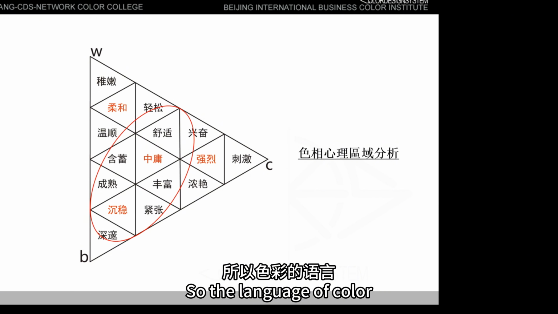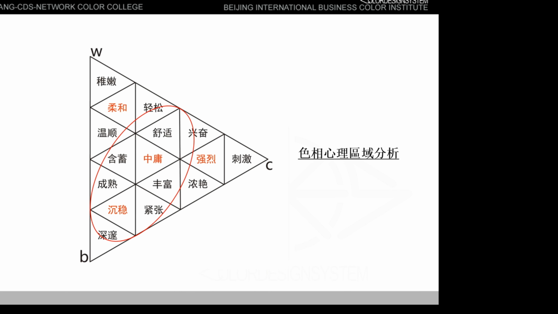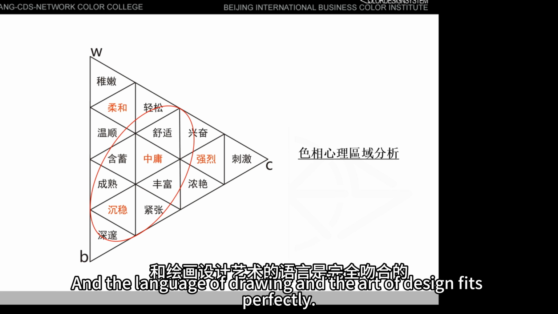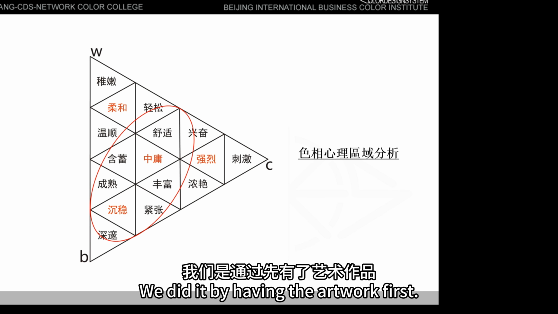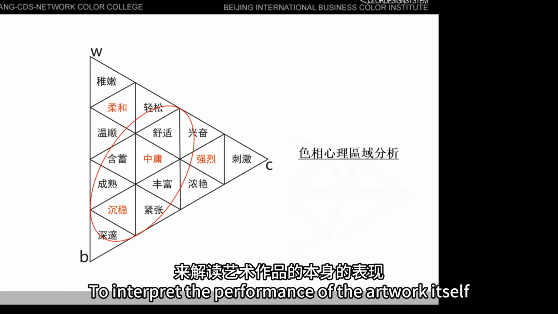So, the language of color. The artist wants to express his color design, and the language of drawing and the art of design fits perfectly. We did it by having the artwork first, then post-color analysis to interpret the performance of the artwork itself.